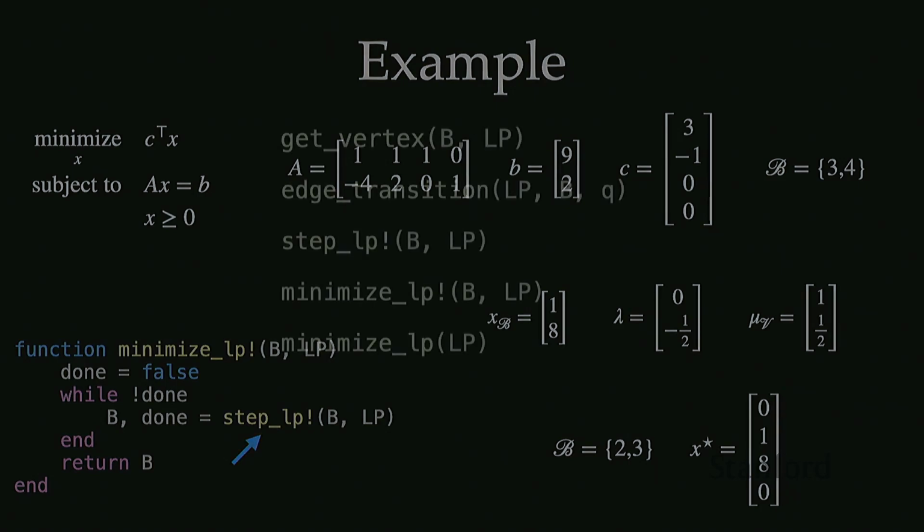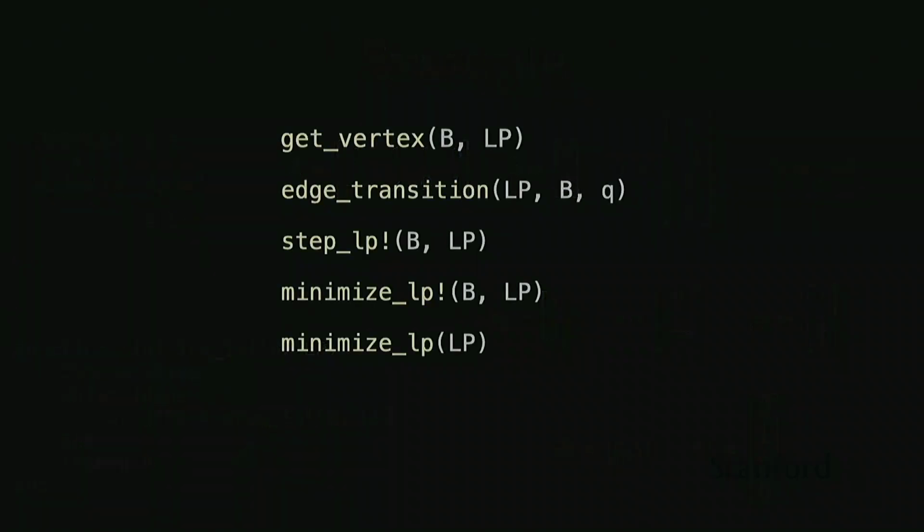Okay, so that was an example of phase 2. So the functions that we've seen so far are these first 4. The last function that we have to finish the simplex algorithm is this minimize LP function, and that's concerned with the initialization phase.